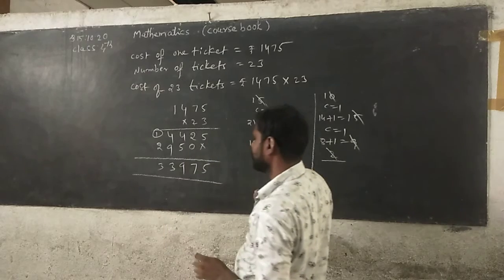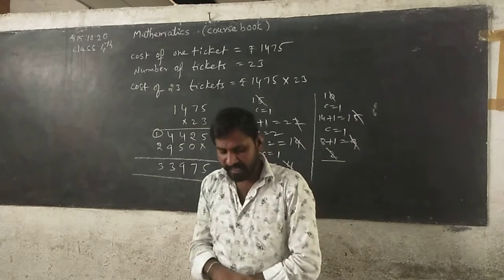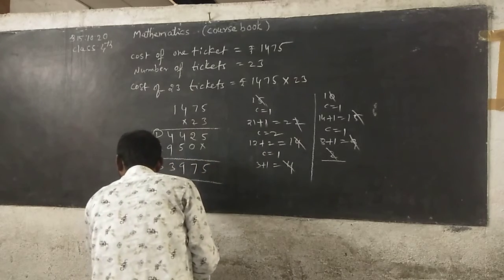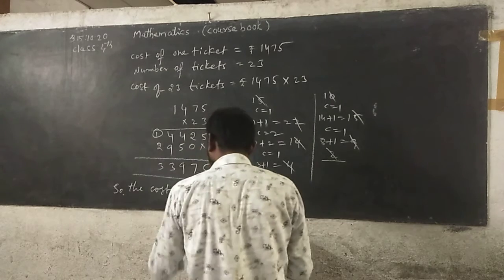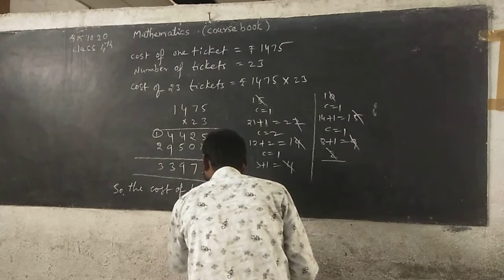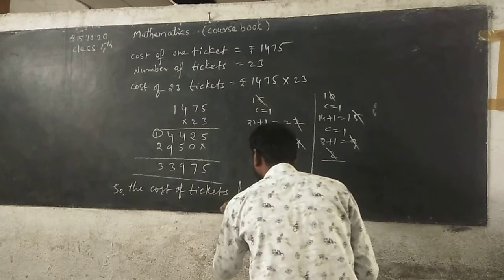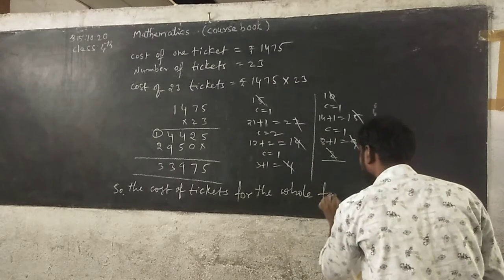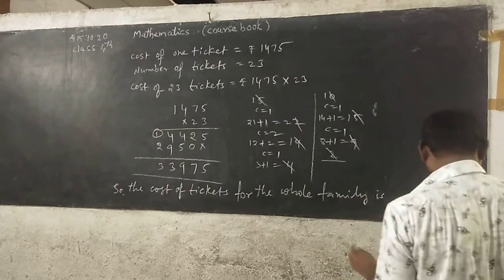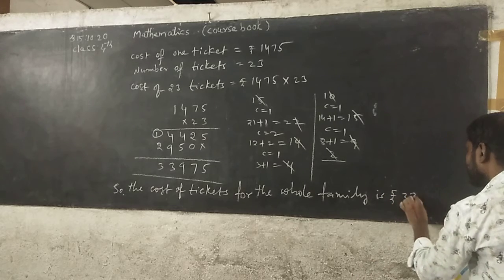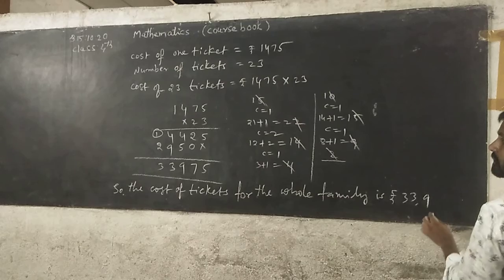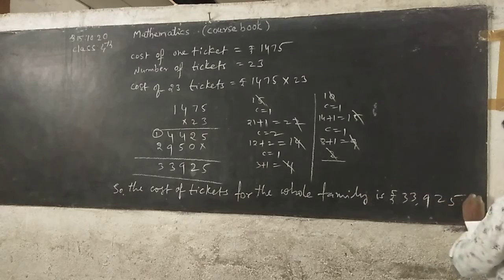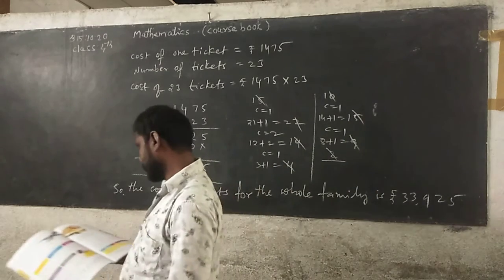How much money? 33,925 rupees. So the cost of tickets for the whole family is 33,925 rupees.